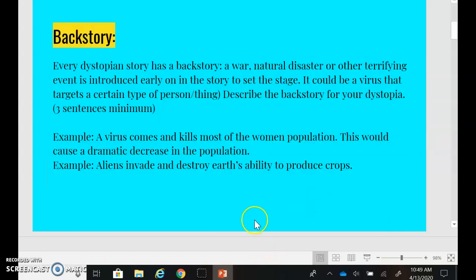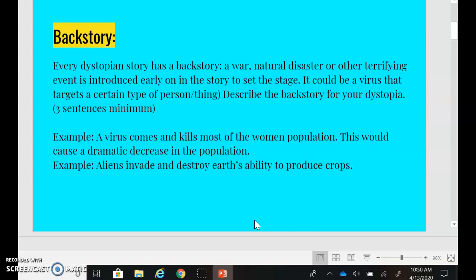So, backstory. Every dystopian story has a backstory, whether that be a war, a natural disaster, or other terrifying event, and it is introduced early on in the story to set the stage. It could be a virus that targets a certain type of person or thing. Make sure that you describe the backstory for your dystopia. It must be 3 sentences minimum.